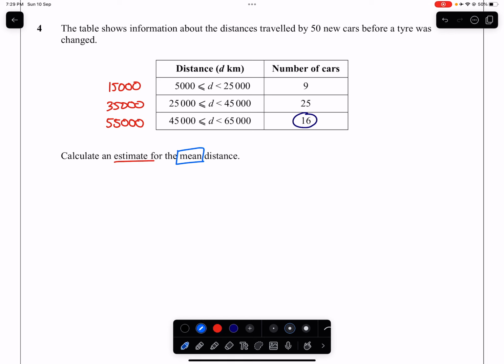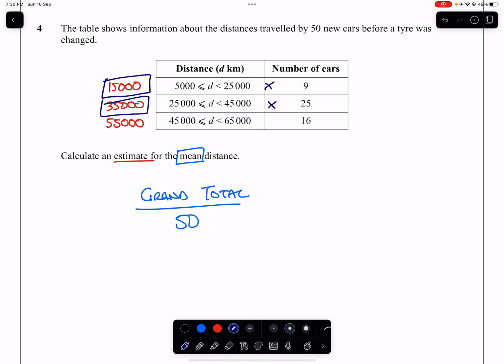So what we do now is we assume that the 9 cars in this group took 15,000 kilometres each, 25 lots of this, and so on and so forth. In order to find our mean, we need to get the grand total and then divide it by the number of cars that we have in total, which is our 50. Grand total over 50. In order to get that grand total, we do 9 lots of our 15,000 first of all. We do 25 lots of our 35,000, and we do 16 lots of our 55,000 and add them up.